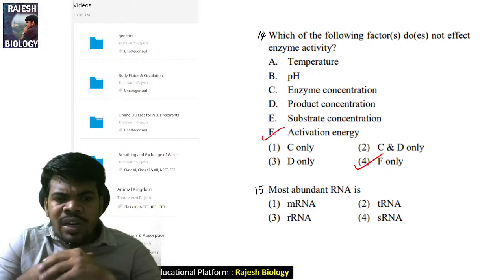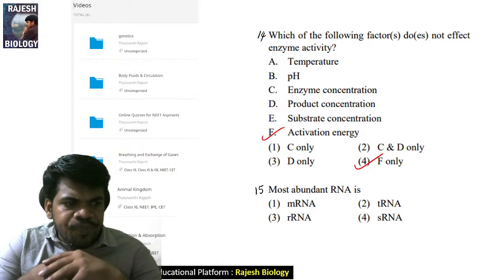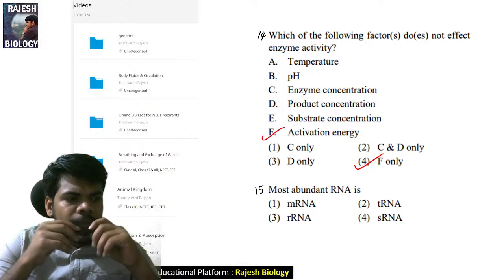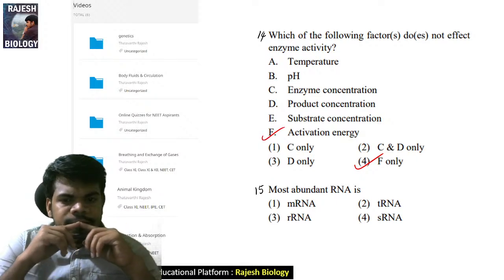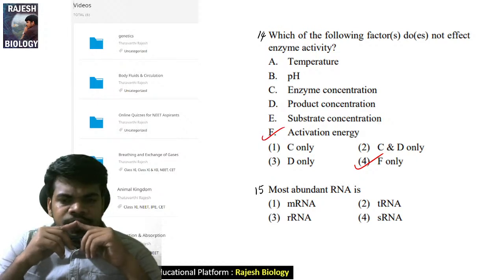Next, most abundant RNA is mRNA, tRNA, rRNA, sRNA.